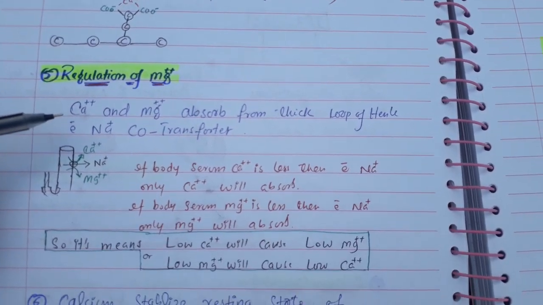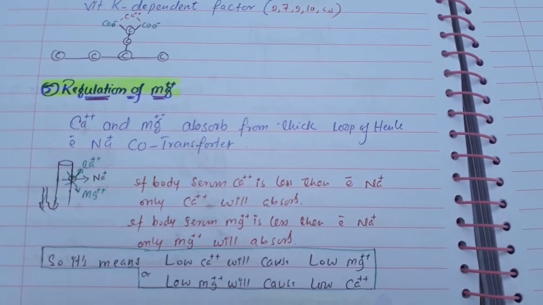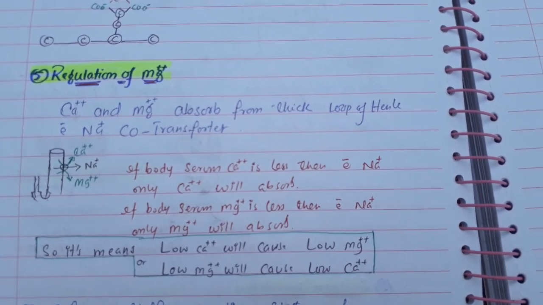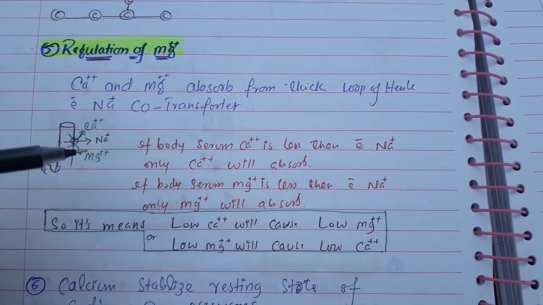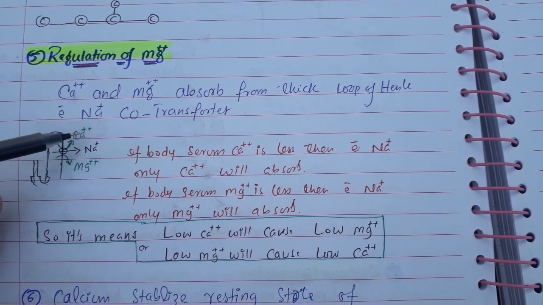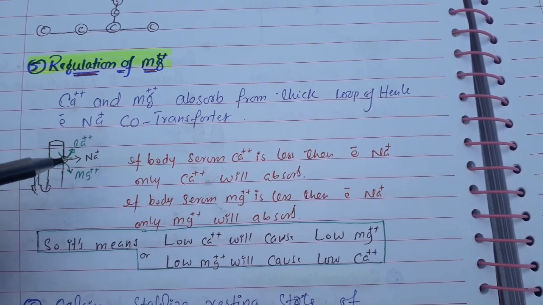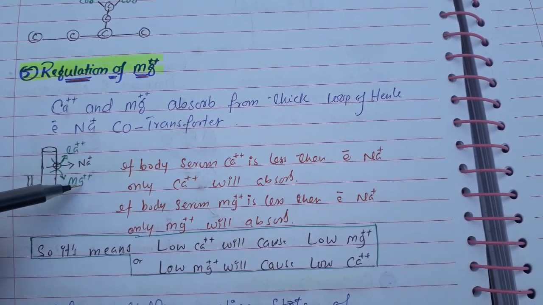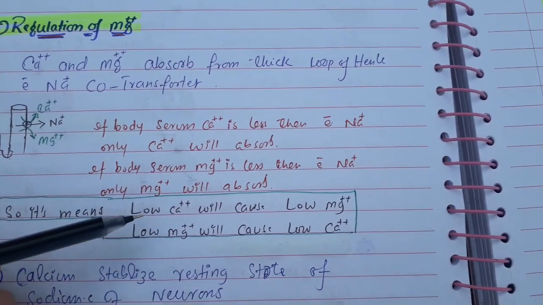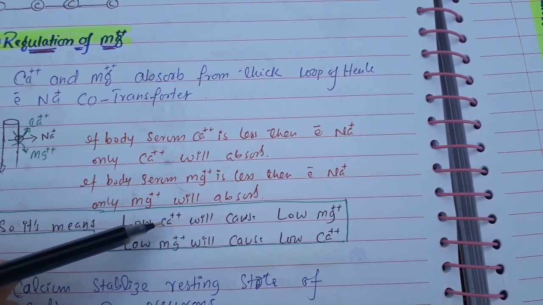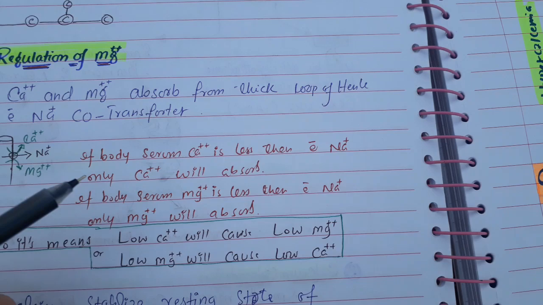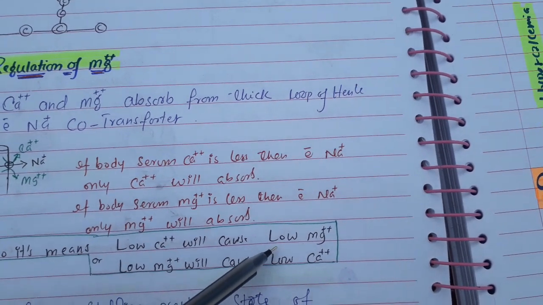And regulation of magnesium, it also helps in regulation of magnesium. Calcium and magnesium are absorbed from the thick ascending loop of Henle with a sodium co-transporter. If our body has less calcium, then with sodium, calcium will be reabsorbed. If our body has less magnesium, then with this sodium, magnesium will be absorbed. So if our body is low in calcium, then with this sodium only calcium will be absorbed, so the magnesium will not be reabsorbed, and the magnesium will become low in our body.